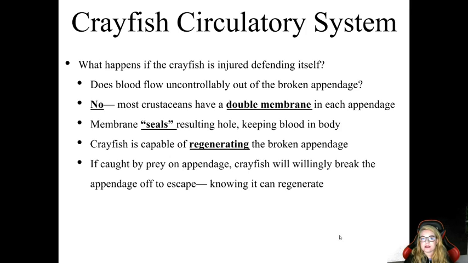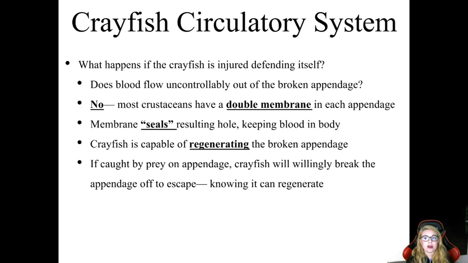All right, and for our last slide here for the crayfish circulatory system, sometimes when defending itself, the crayfish can be injured. And so is blood going to flow right out of the crayfish? Because we said it's basically internally bleeding because it's an open circulatory system. So how do you control that blood flow if a leg or an appendage breaks off of the crayfish? Well, most of the crustaceans have what's called a double membrane in each appendage. So this is going to prevent them from bleeding out in that situation.